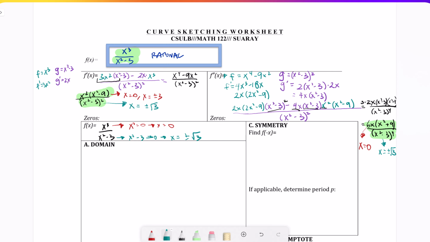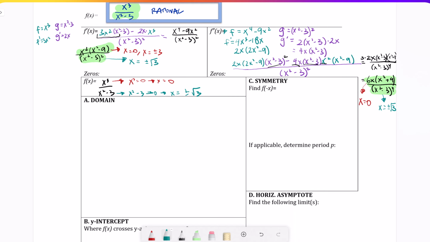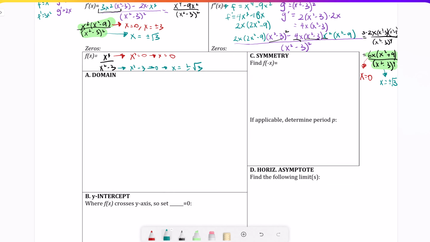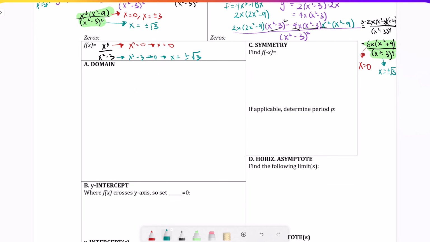How do the zeros of the denominator help us? Well, it helps us identify what the domain is. So the domain will be, let's call it D, the set of all x's such that x is not equal to plus or minus radical 3. That's set builder notation. In interval notation, it will be negative infinity to negative radical 3, union negative radical 3 to radical 3, union radical 3 to infinity.